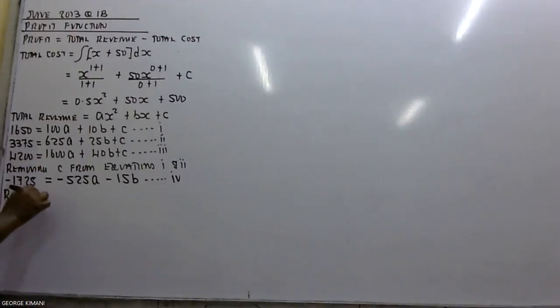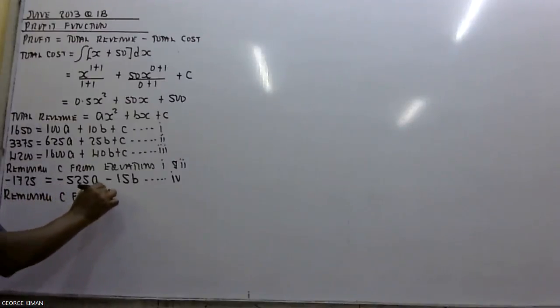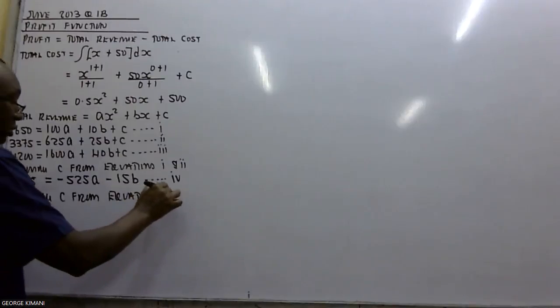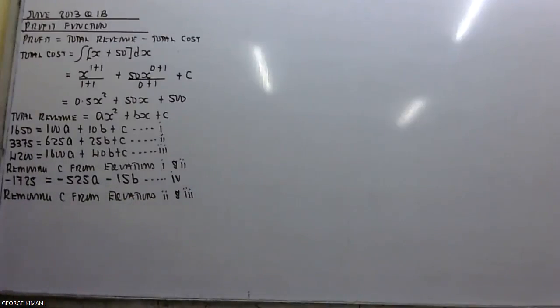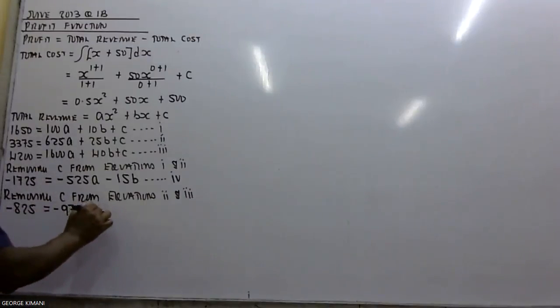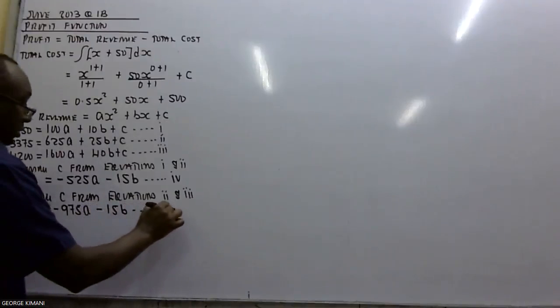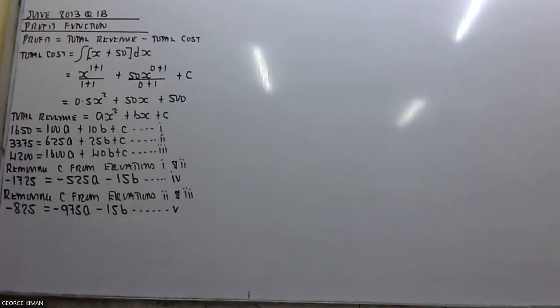Removing C from equations two and three. We do the same. 375 minus 4200 is negative 825. 625 minus 1600 is negative 975A. 25 minus 40 is negative 15B. So this one call it equation five.